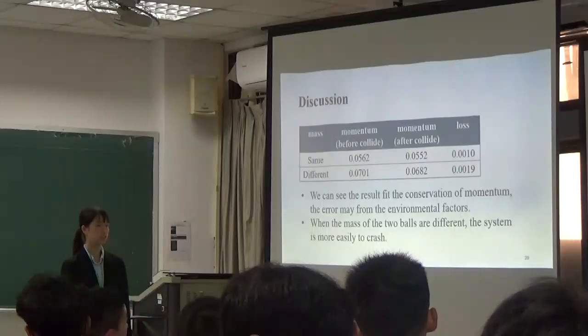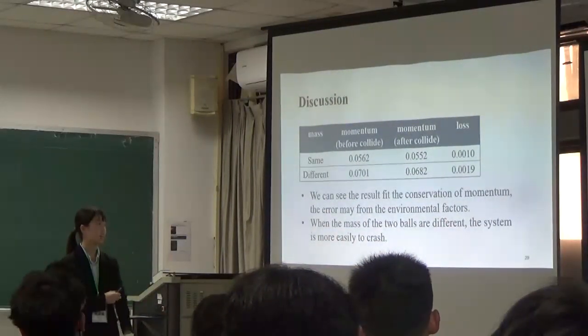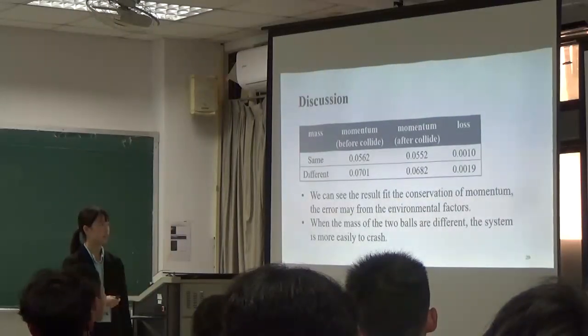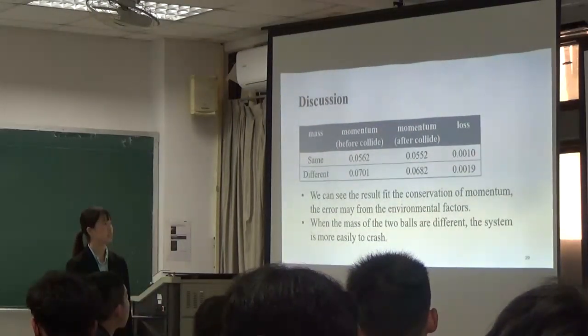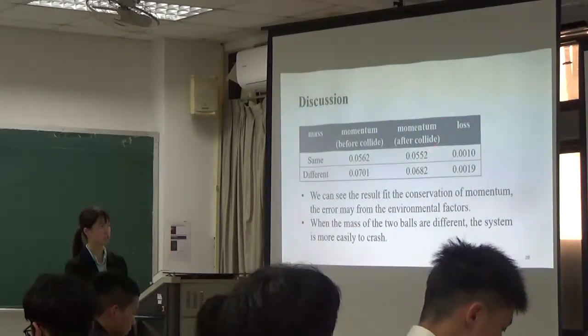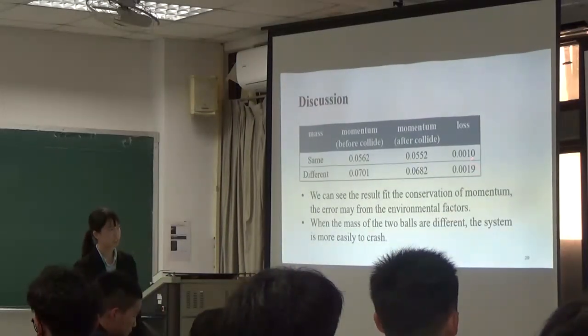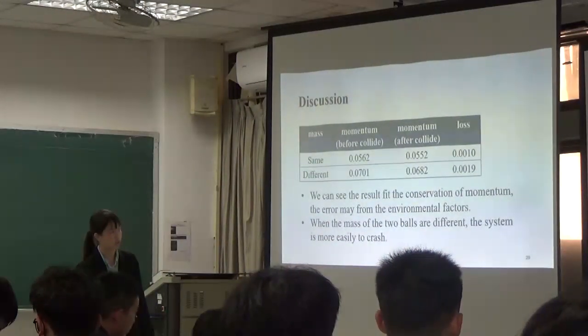And we want to discuss two situations. One is the same mass, and the other is different mass. This is the momentum of the same mass before the collision, and this is the total momentum of the same mass after the collision. The gap in momentum is around 0.001.